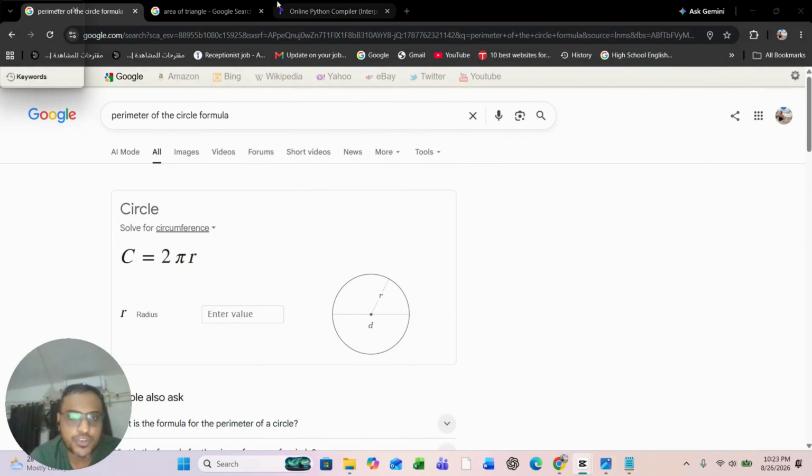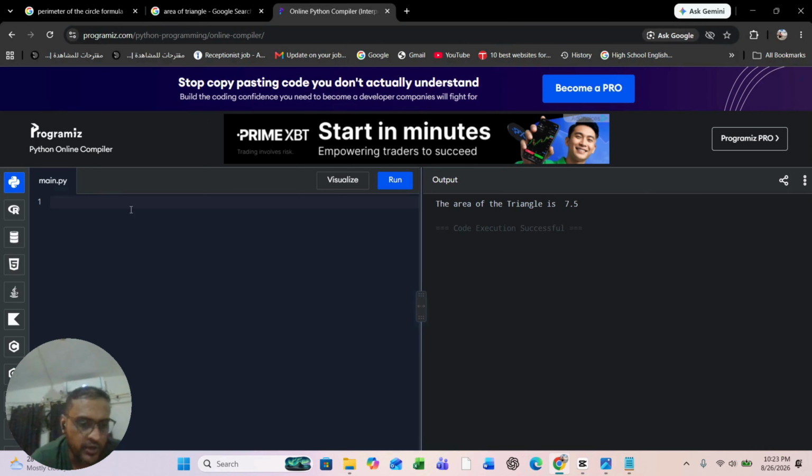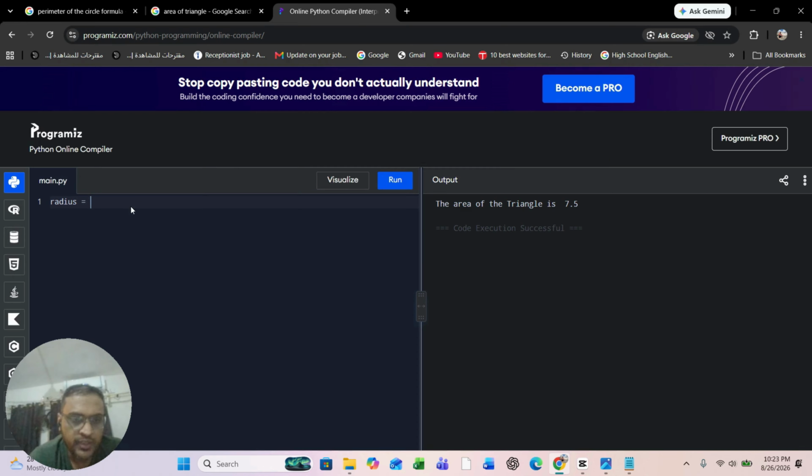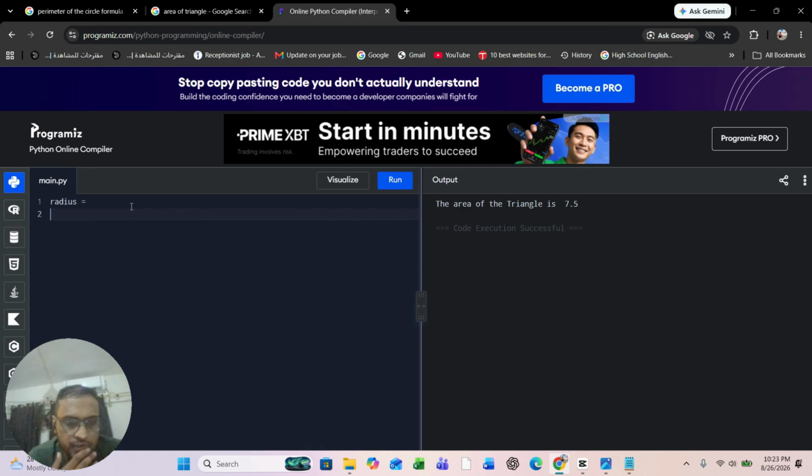Pi is a constant value which is 3.14 if you round it up. So the only variable I need to generate is that radius. So I generate radius. Okay, radius is equal to, again I'm not going to insert the value right now, and then I would generate the equation. It is area is equal to pi, which means 3.14 for r square. Okay, right now it is r.